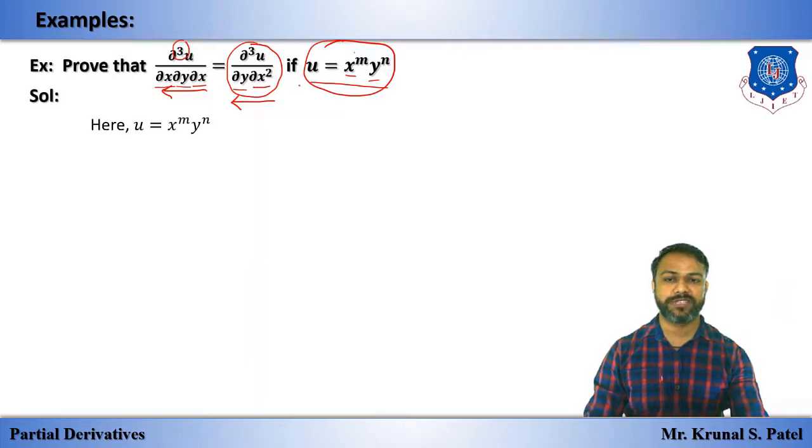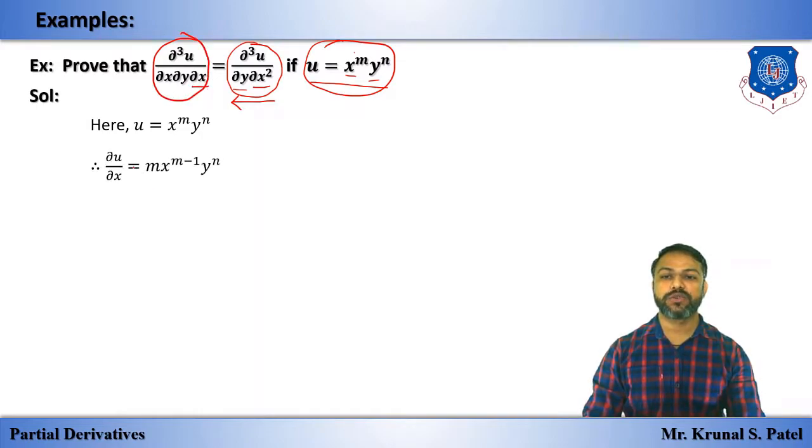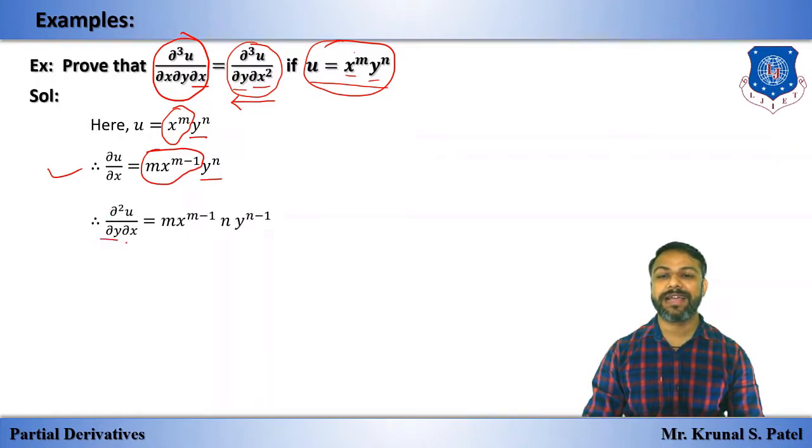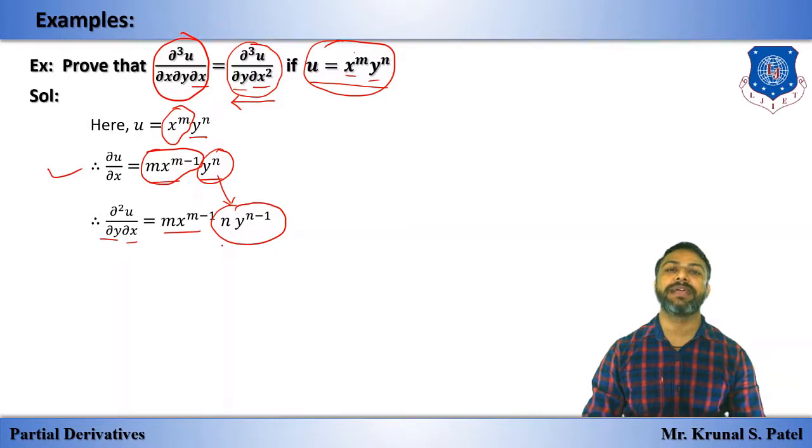First write down u which is given. First we want to find this term, so for that we differentiate with respect to x. So del u by del x: differentiating with respect to x, y raised to n is constant, and differentiation of x raised to m is m x raised to m minus 1. We know the formula. Now differentiate this term with respect to y. So what is the notation? Yes, del square u by del y del x. With respect to y, this term is constant, and differentiation of y raised to n is n into y raised to n minus 1.